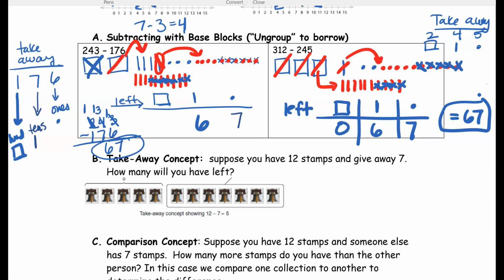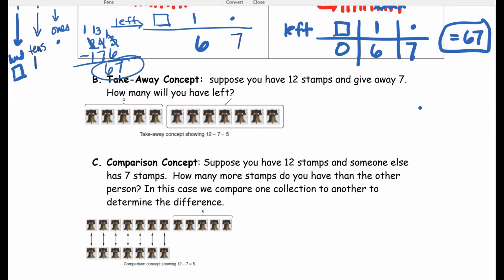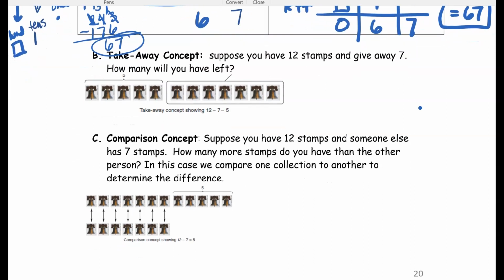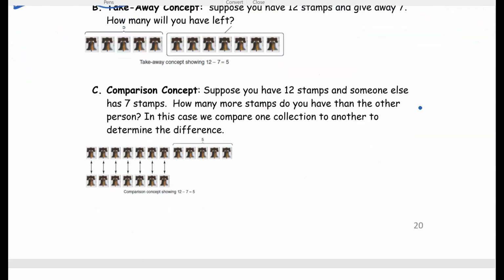Totally different problem. So we did 2 of those, but honestly, it would be ideal if you could do at least probably 5 to 10 of these examples on your own before you really get used to this process. Okay, so that's blocks. Let's talk about some other different types of methods for how to subtract.